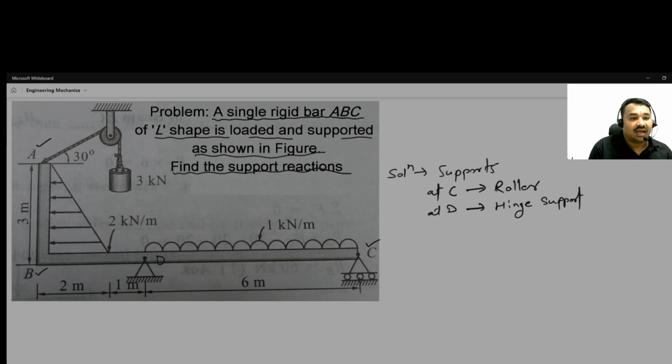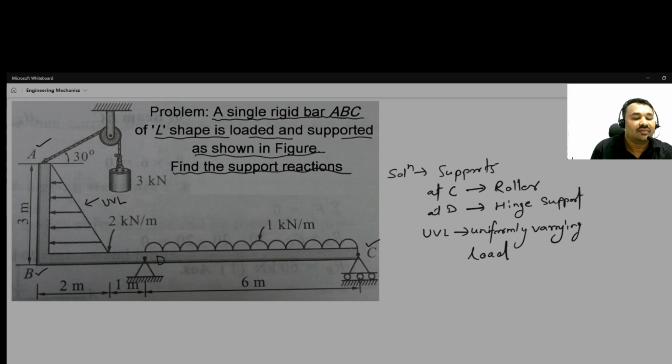Okay, and what about this one? This load is UVL, means uniformly varying load.